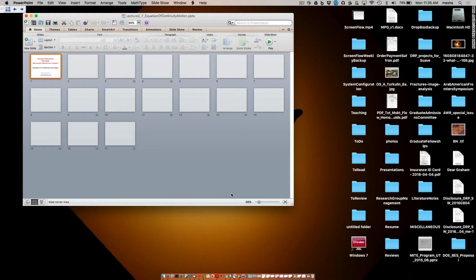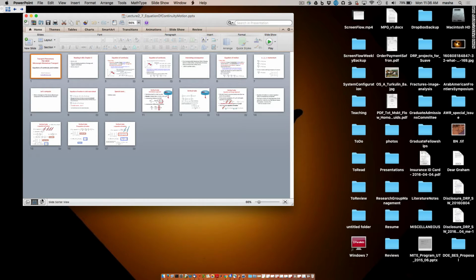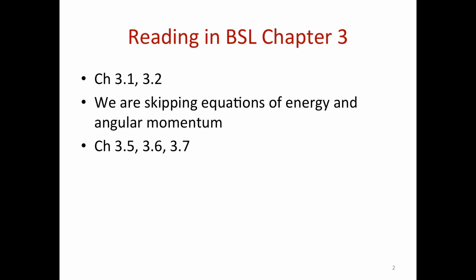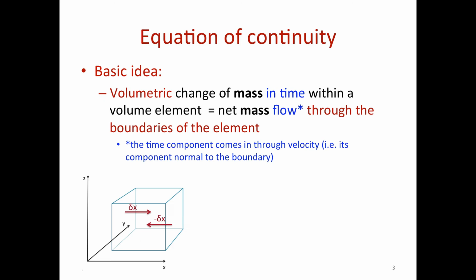So I will still be writing, but let me just introduce a couple of things using slides. Our next topic is equations of continuity and motion, and this is chapter 3 in BSL. So look at chapters 3.1 and 3.2. We will skip equations of energy and angular momentum, and we will then look at 3.5, 6, and 7. So this is our plan for chapter 3.